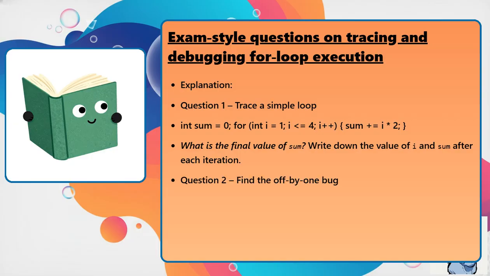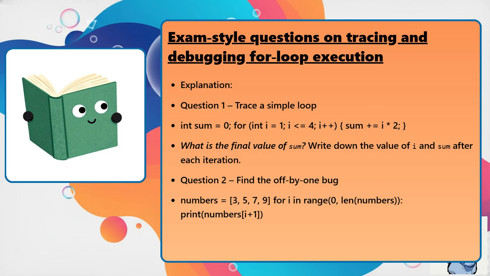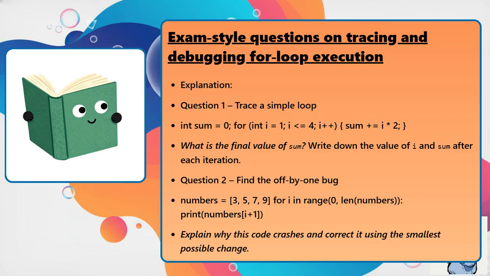Question 2: find the off-by-1 bug. numbers = [3, 5, 7, 9]; for i in range(0, len(numbers)): print(numbers[i + 1]). Explain why this code crashes and correct it using the smallest possible change.